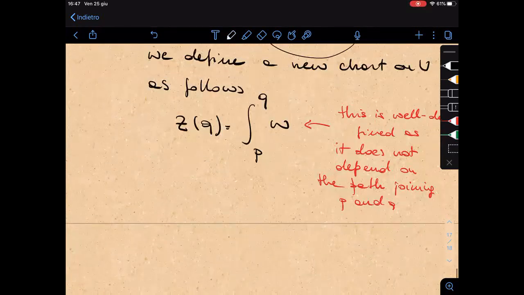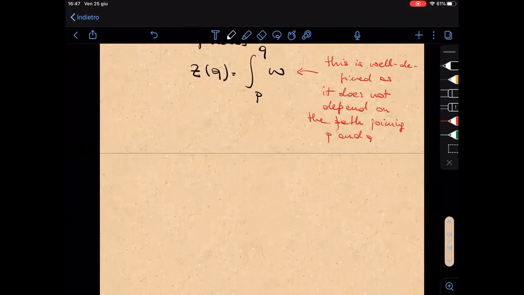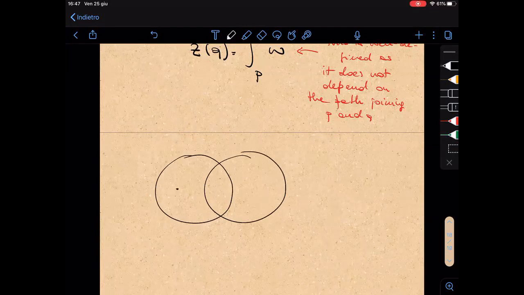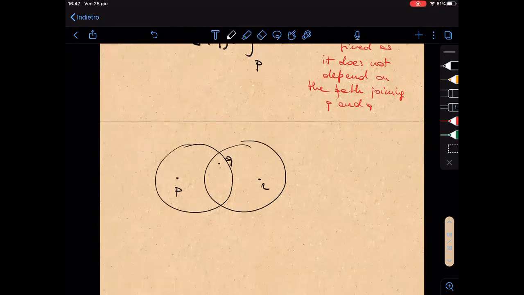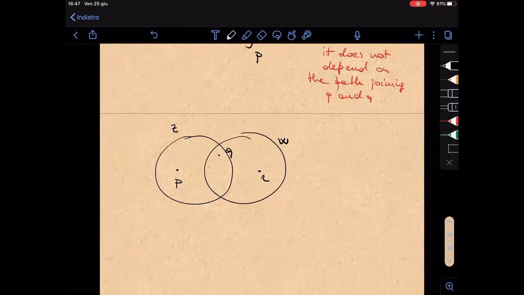So we can define a collection of charts, and now we have to check that if you pick two charts like this, the transition function is a translation. So now suppose you have two charts like this. Here is some point P, here is some point R, and I pick Q somewhere here. Suppose we have already defined the coordinate Z on this open set, and here we have defined W.